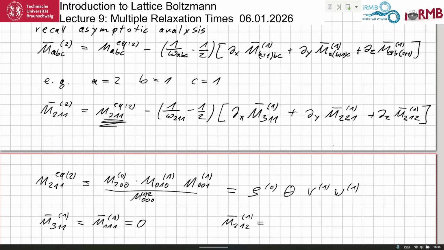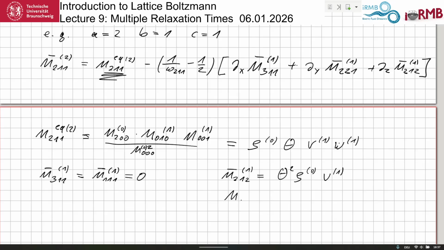Okay, so similar to the one above, right? From M200 we get the theta. Now we have two of them, so we get theta square. We always end up with 1 rho 0. And then we have V to first order. The one that was missing is M1, so that one would obviously be W. Okay.